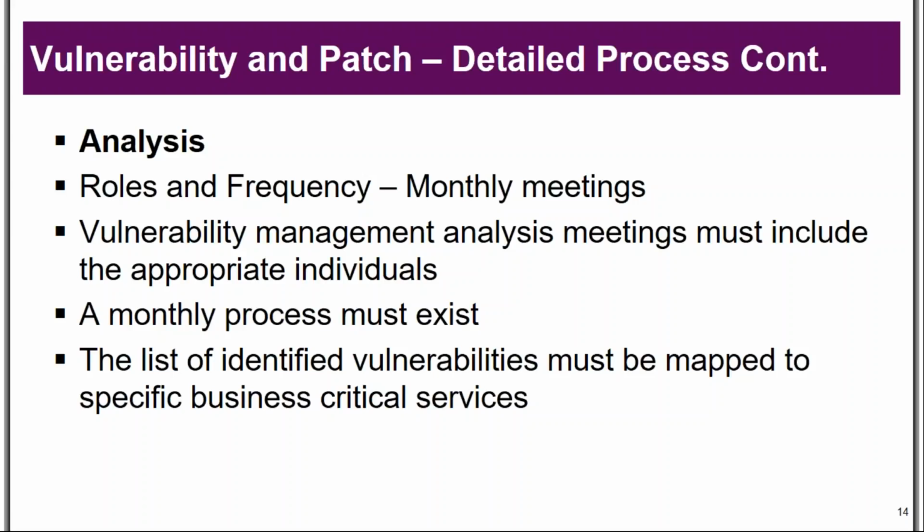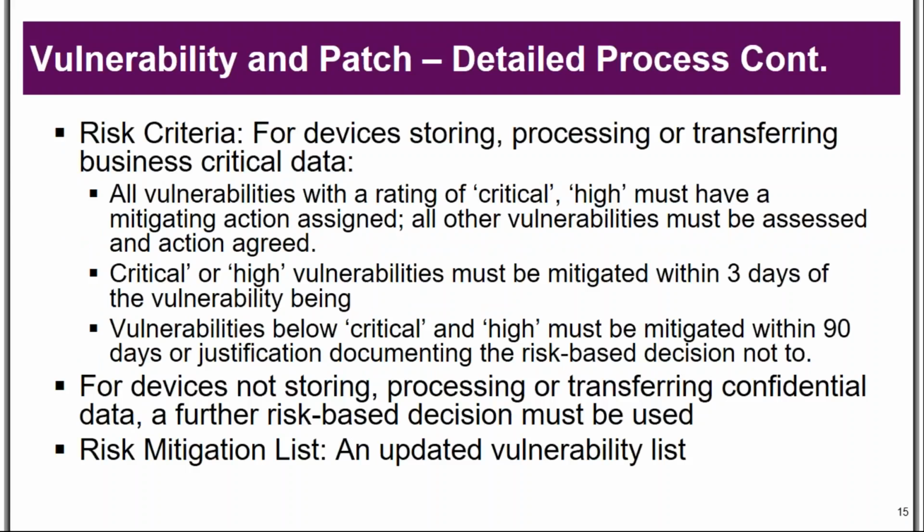So speaking of that, let's talk about risk criteria. So we're going to establish a risk criteria for everything that we have, for our devices storing, processing, and transferring our business critical data. And we're going to rate that, right? We're going to rate it as high, low, medium, whatever rating system you want to use. But here's what I recommend. All vulnerabilities with a rating of critical or high have to be mitigated. They have to have a mitigating action assigned to them, first of all. And then we have to have a certain amount of time we want to deal with these things, depending on the criticality of it. Now, first of all, I say high must have a mitigating action assigned right away.